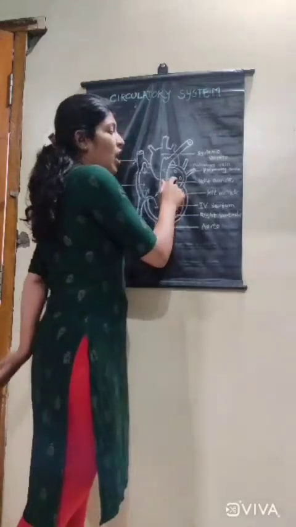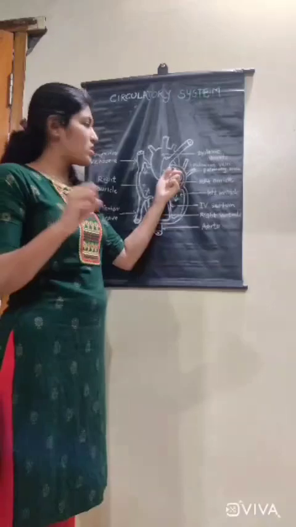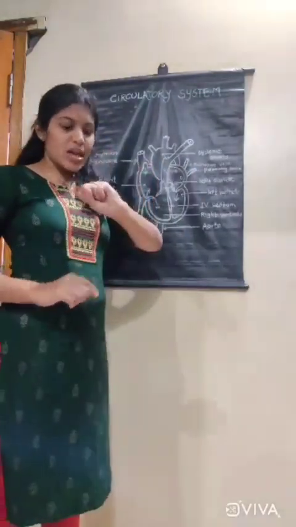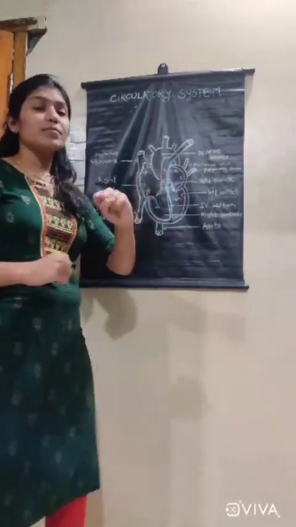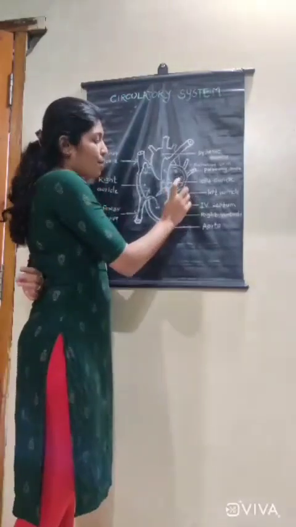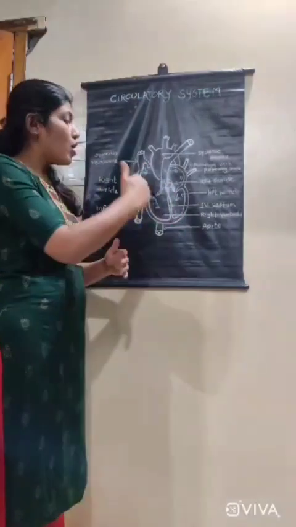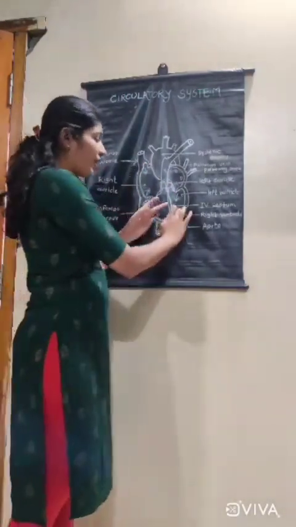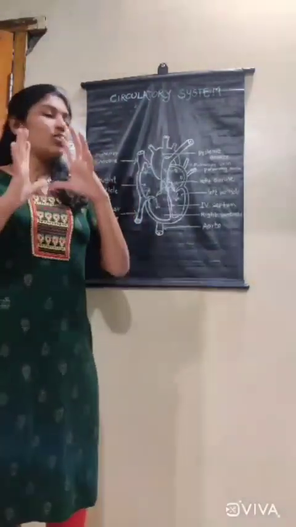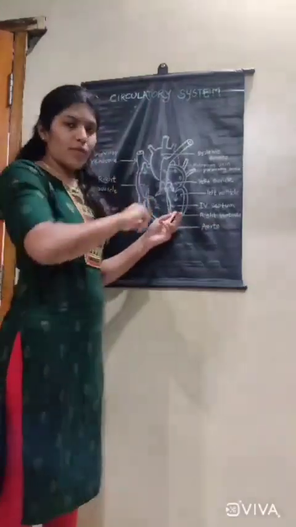The next one is the left atrium. This one is also smaller in size, has a thin wall, and receives oxygenated blood from the lungs. Then oxygenated blood from the left atrium is pumped towards the left ventricle. The left ventricle has the thickest wall and is larger in size. From there it pumps oxygenated blood to all body parts.